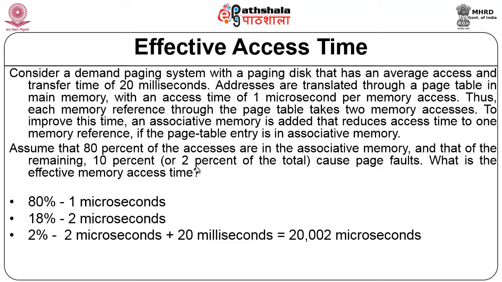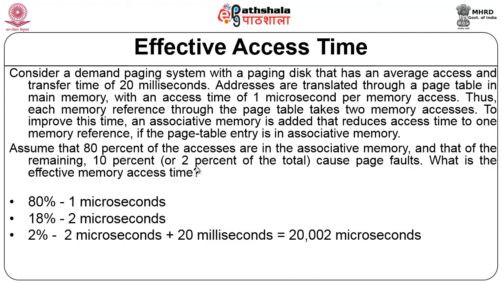So, 80% of the accesses are in the associative memory, and of the remaining 20%, 10% causes page faults. So, 10% of 20% is 2%. So, 2% of the total causes page faults. Now, we need to calculate the effective memory access time. Here it is given that 80% of the accesses are in associative memory. So, 80% will need only 1 microsecond, and of the remaining 20%, 2% has got page faults. So, for the remaining 18%, you can't find the page table entry in the associative memory, it will be present in the main memory.